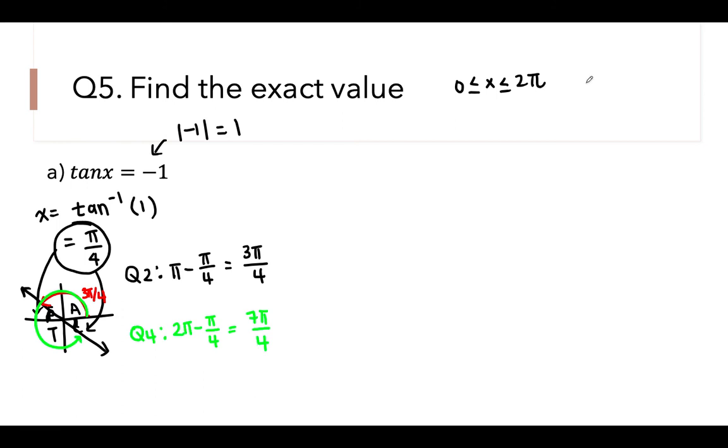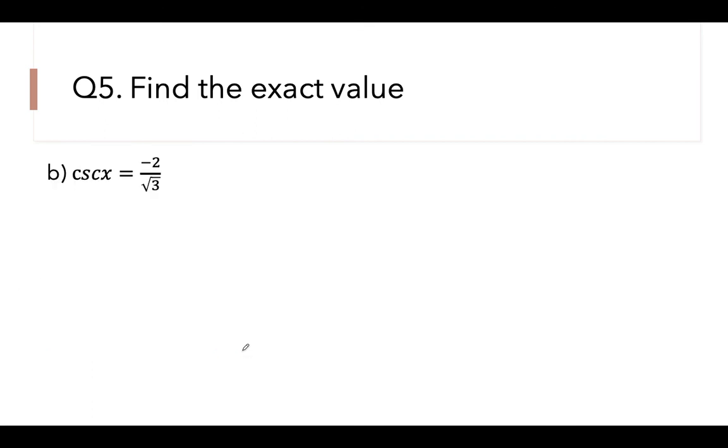So when you're looking for it, the two angles that you have to pay attention to are pi and 2 pi. Why? Because the related angle is always referenced to the x-axis. So this will be the final answer, and this as well.